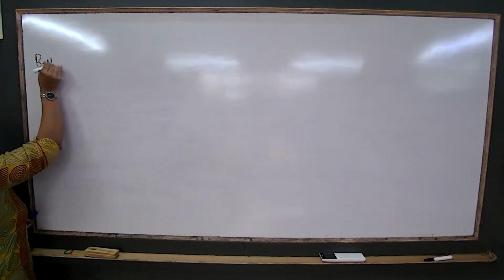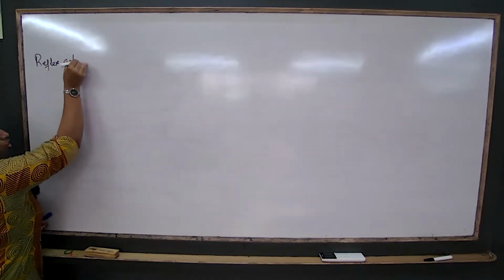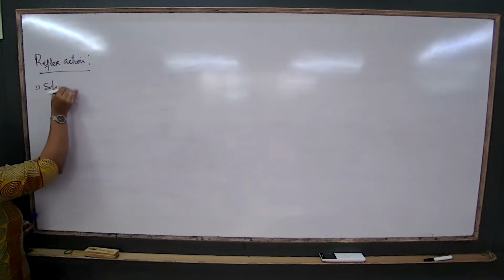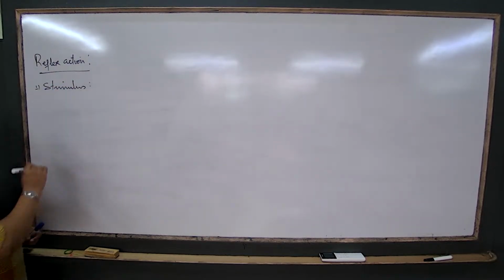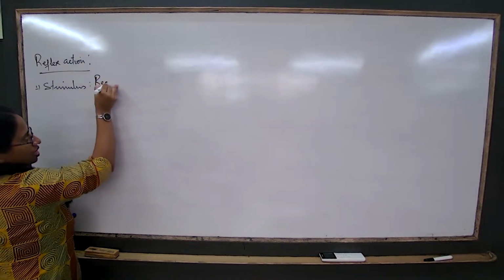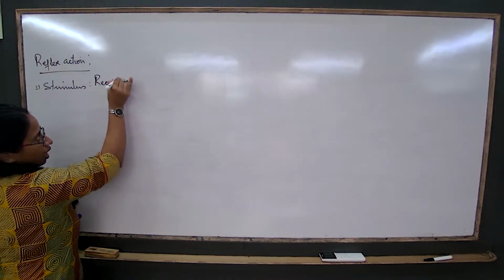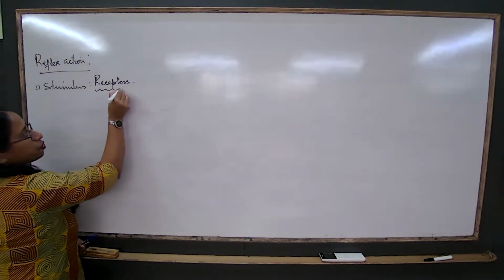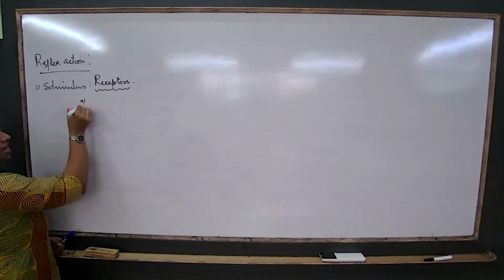So before you write, when we are talking about the concept of reflex, there are always two conditions. What is it? Number one, there has to be a stimulus. Which part of the body will receive the stimulus? The part of the body which will receive the stimulus is always known as receptors. There are different types of receptors.